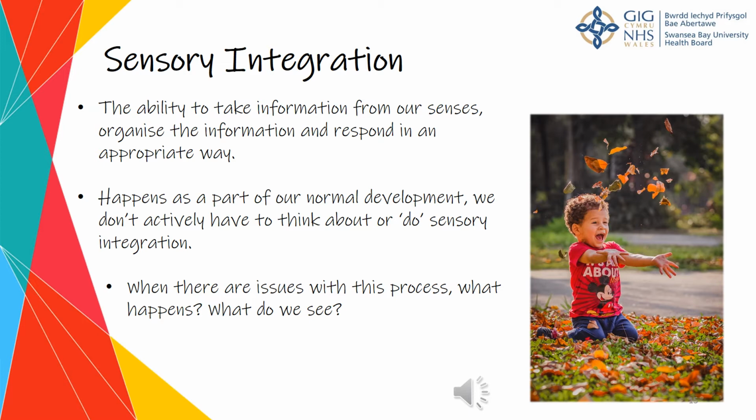It is an automatic system that we don't need to think about. It's part of our development. For some children, though, this process doesn't always work how it's expected. For example, the signals to their brains could be delayed, too intense, too weak, or perceived in a different way.